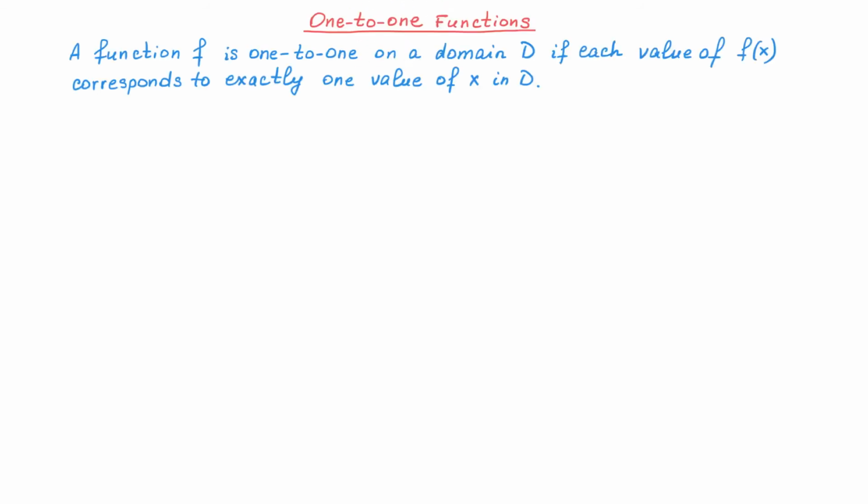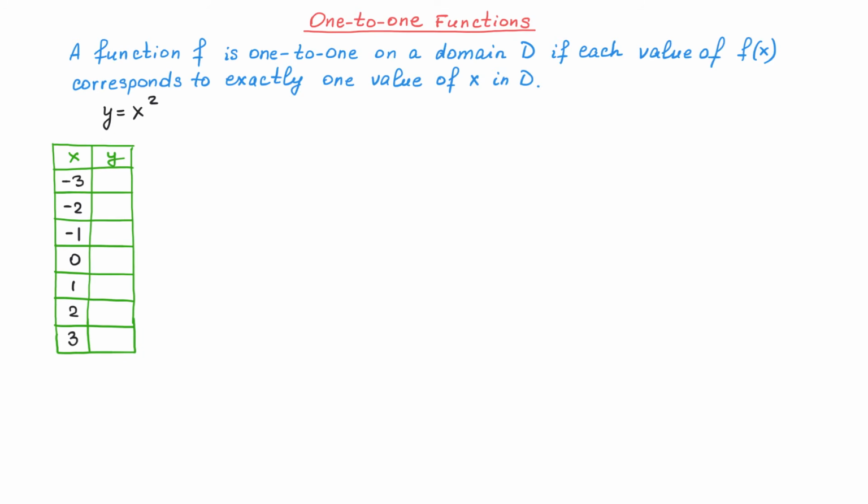A function f is one-to-one on a domain D if each value of f of x corresponds to exactly one value of x in D. To understand this definition, let's consider the example y equals x to the second power. For this function, we will create a table of values, then we will graph it.